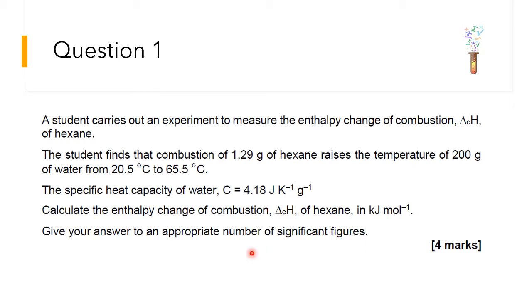So while we're here, let's have a think what that might be while we've got all the data in front of us. So we've got 1.29 grams, 3 significant figures. 200 grams, that one is not so clear because that could be 1, 2 or 3 significant figures, all of which would be exactly 200 grams. 20.5 and 65.5 and 4.18, everything else is 3 significant figures. So I'm going to say that we're going to go for 3, appropriate number of significant figures.